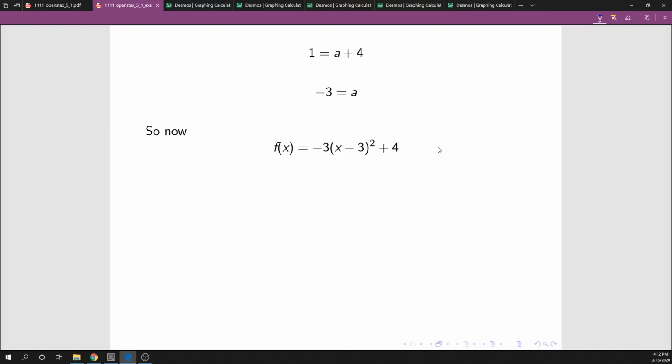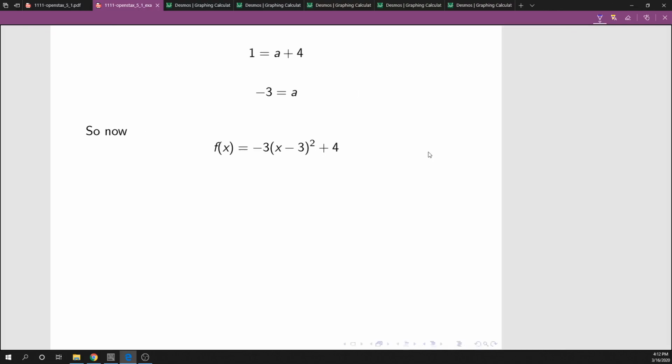We have the standard form, but if you recall, they asked for the general form, right? And so what we'll need to do to put this in the general form is just multiply all this stuff out, and that will be our answer. So let's go ahead and go through that.